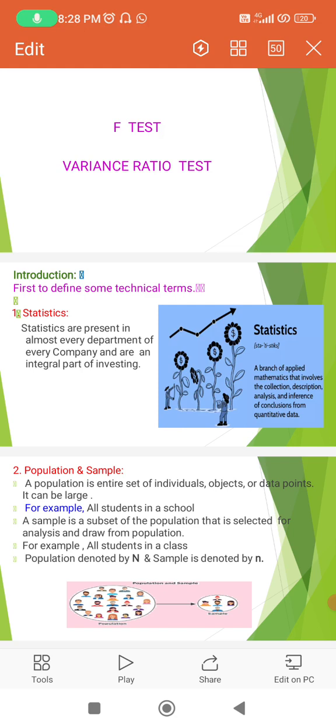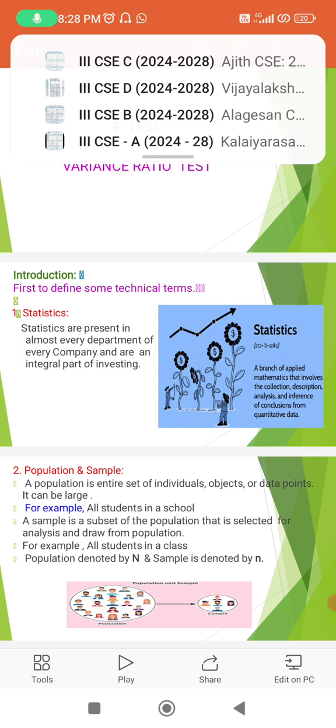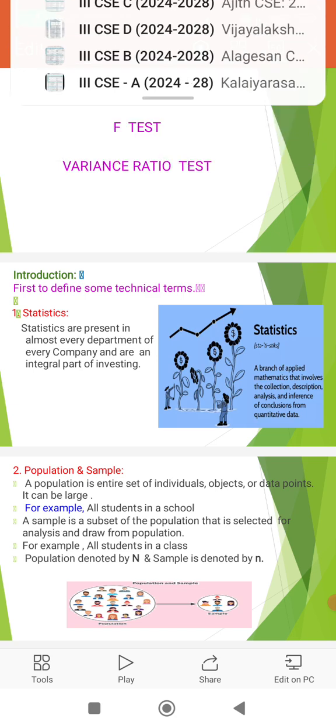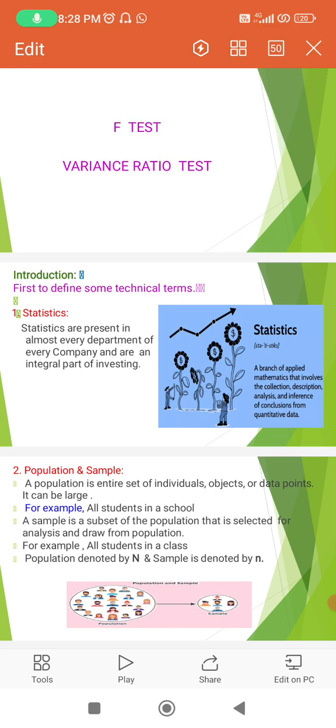What is statistics? Statistics are present in almost every department of every company and are an integral part of investing. It is a branch of applied mathematics that involves the collection, description, analysis, and inference of conclusions from quantitative data.